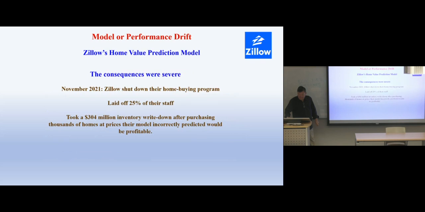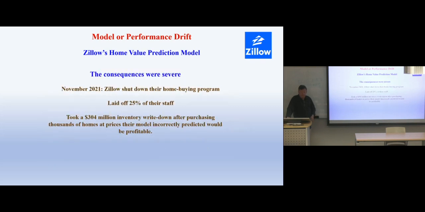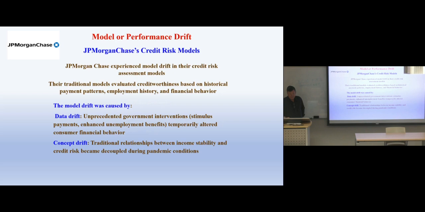Now, by the way, if the interest rates go record low, people tend to overbuy their homes. Okay. So the consequence is, in November 2021, Zillow shut down the program, laid off a fourth of their people, and took a $300 million inventory write-down. That was pretty severe. Zillow almost went under based on that. By the way, who'd predict what COVID would do? Nobody. And that's global.